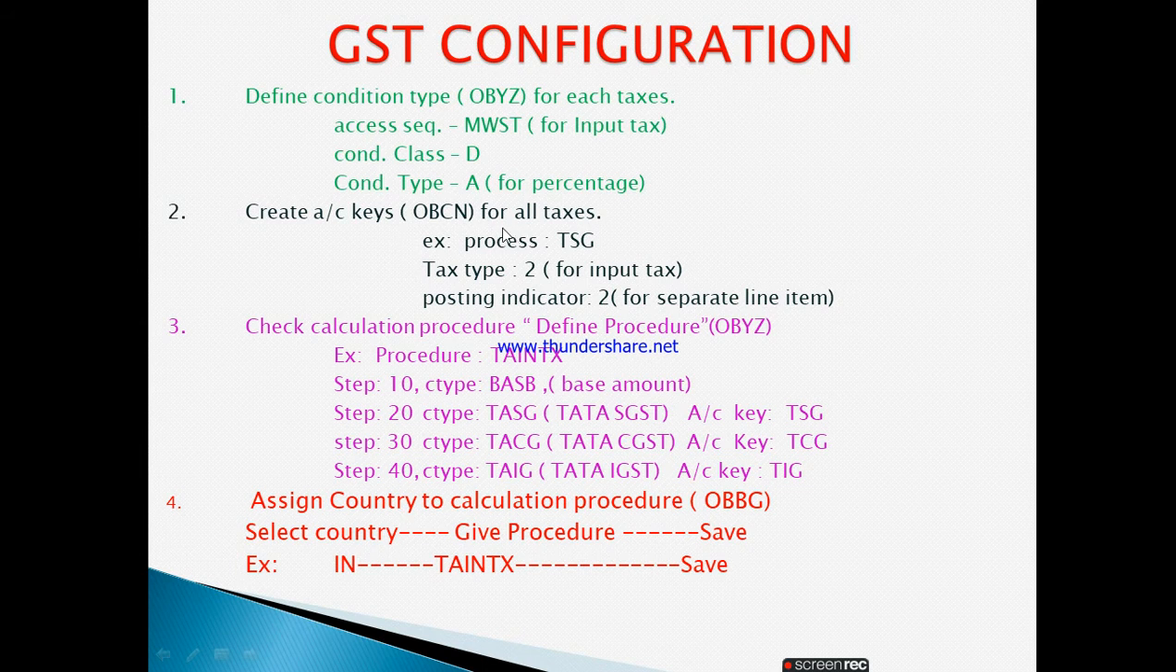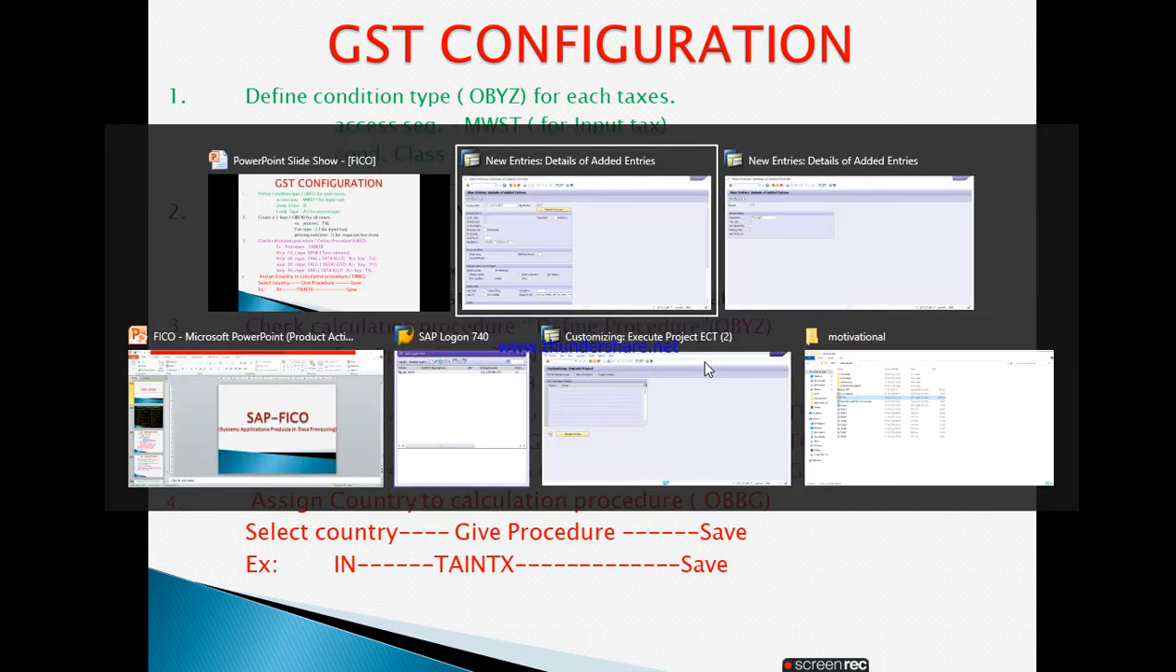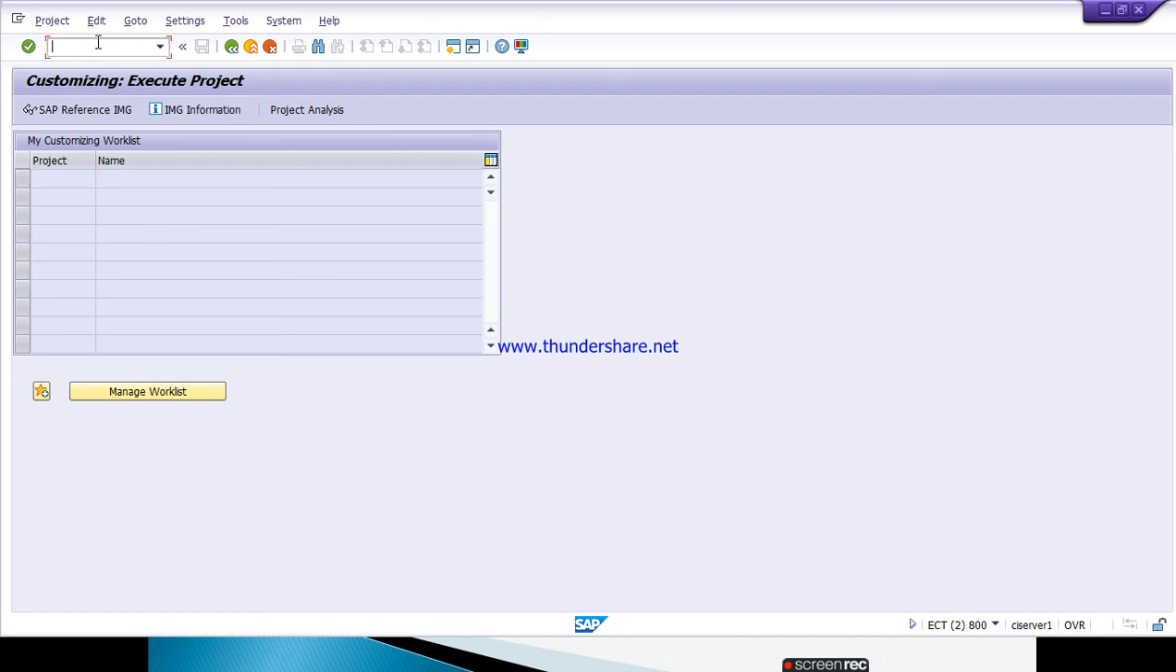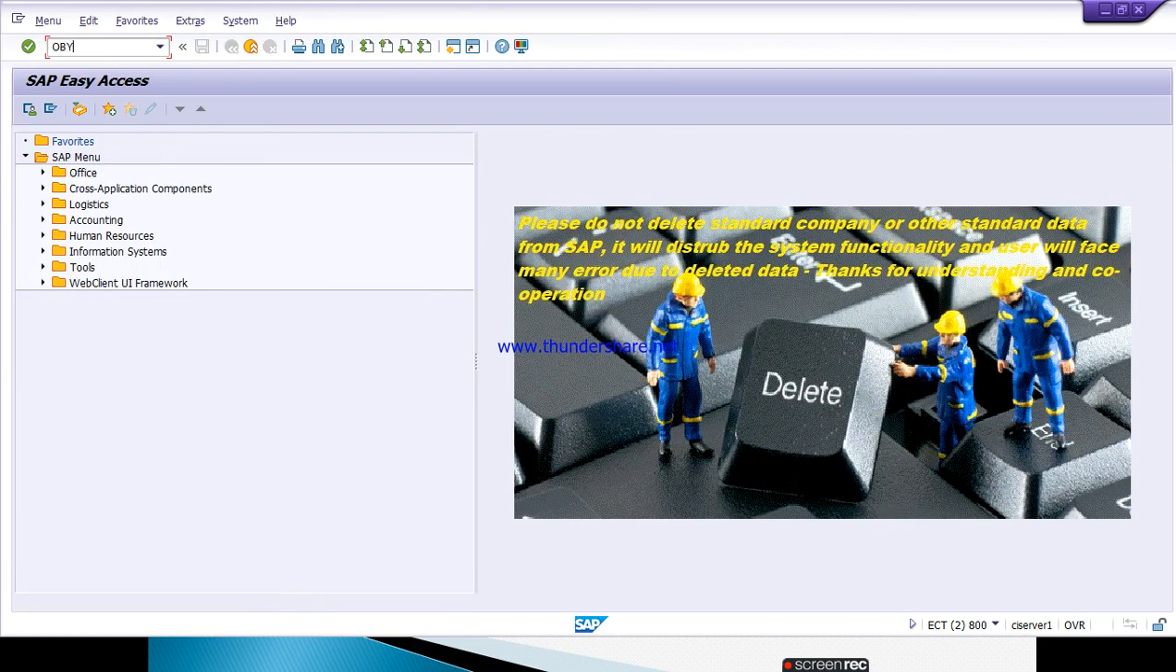Account keys we have created, and we have created condition types. The next step is to create the calculation procedure under the T code OBYZ. Here we need to create the procedure. Go to SAP, and here we need to run the T code. Again /N to get back. Then OBYZ.